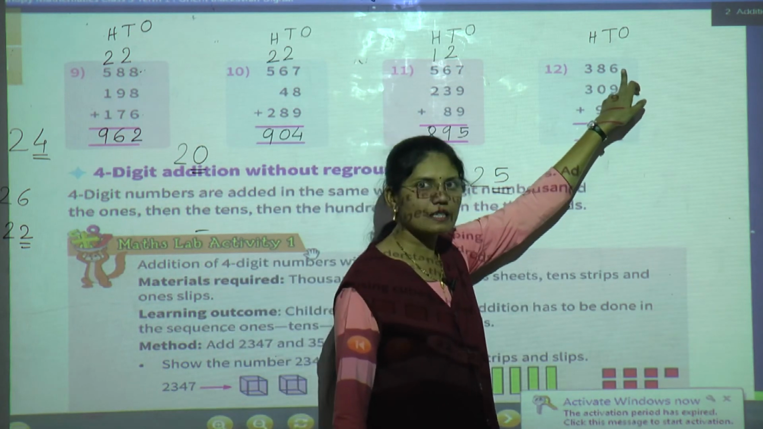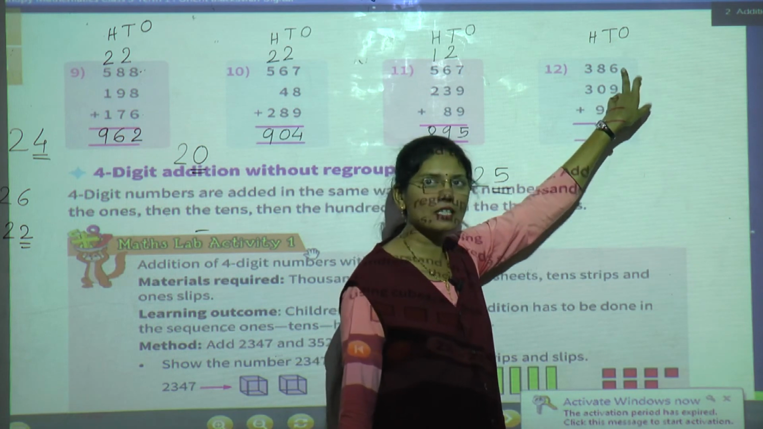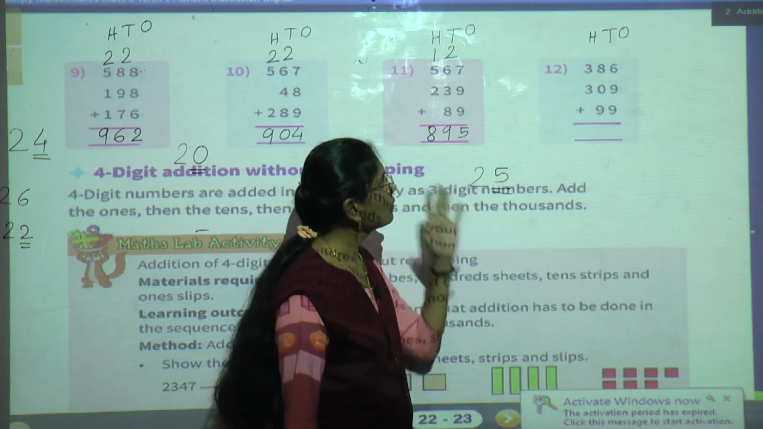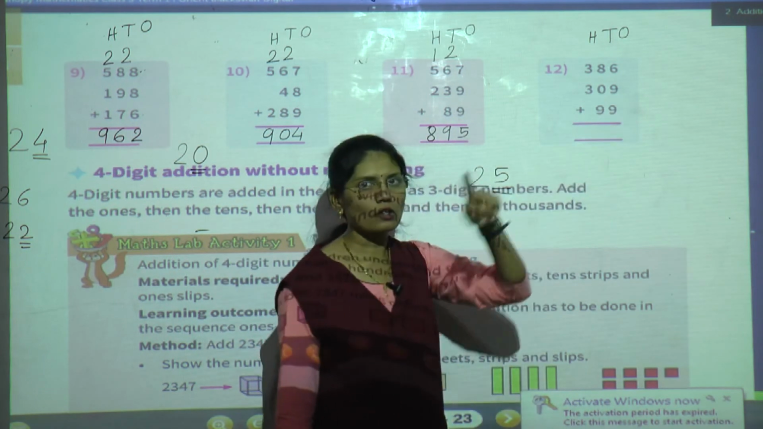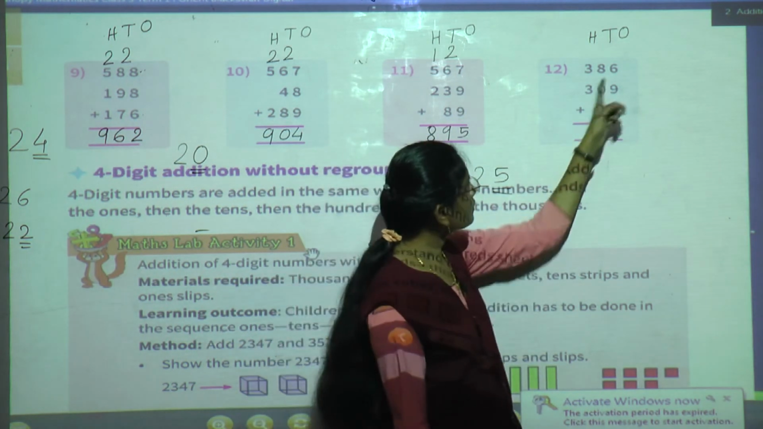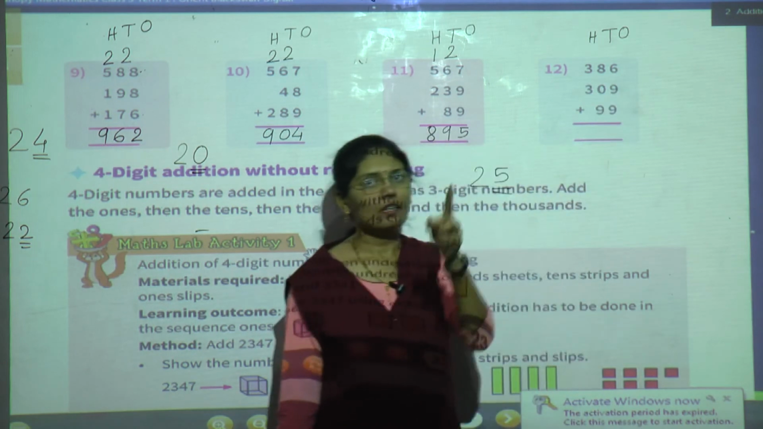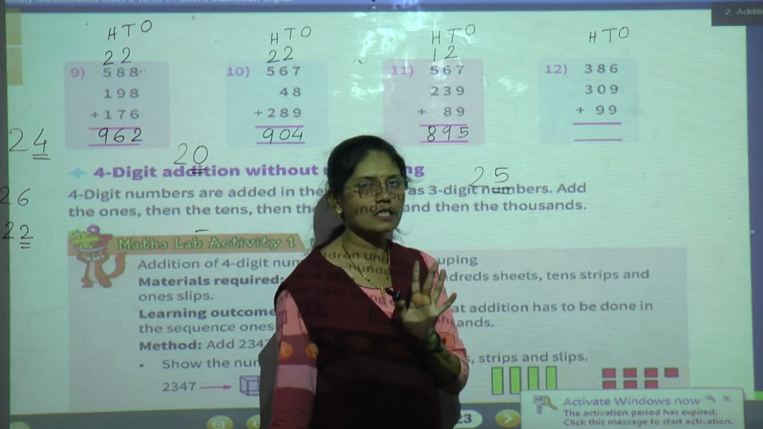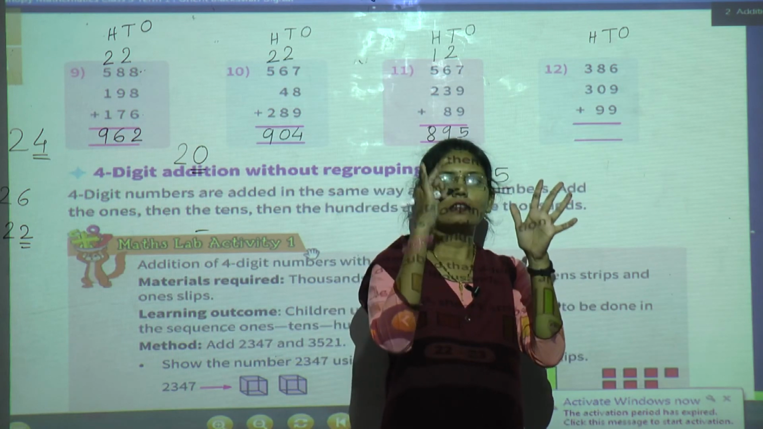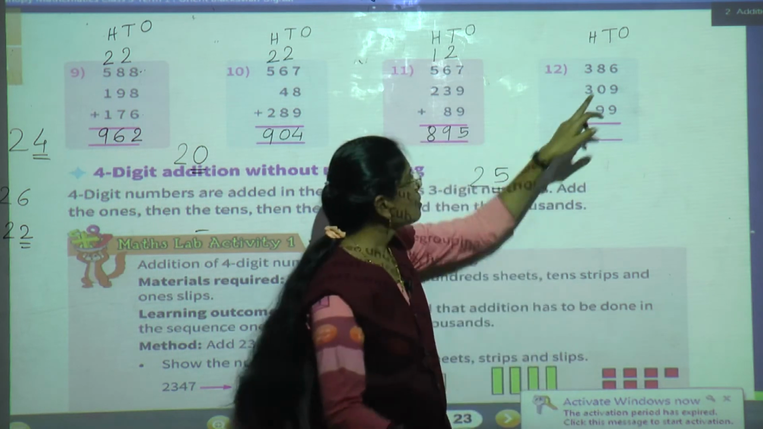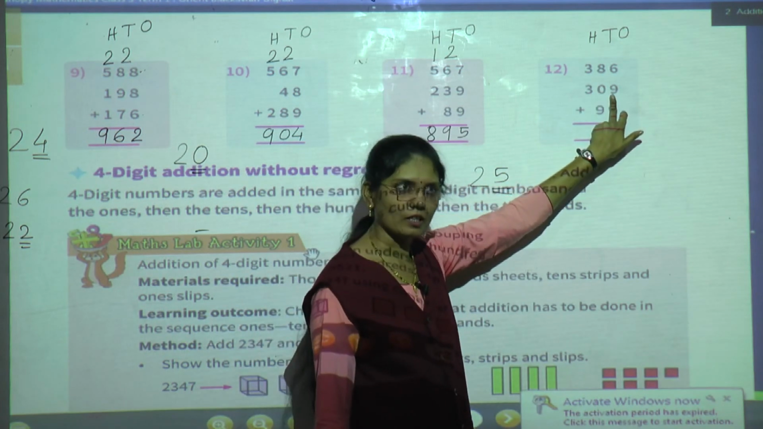So the first number is 6. So keep this 6 in our mind. The next number is 9. So show your 9 fingers. In our mind 6 is there. After 6 count your 9 fingers. 7, 8, 9, 10, 11, 12, 13, 14, 15. So 6 plus 9, 15.